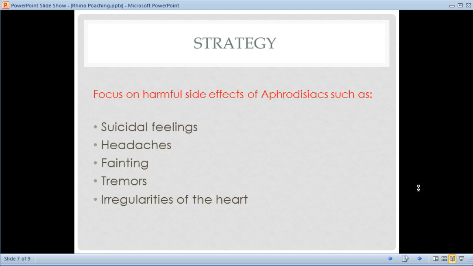In this slide, the strategy that the person who prepared the presentation wants to follow is outlined. They want to do something which focuses on the harmful side effects of aphrodisiacs, which is one of the reasons that rhino horn is purchased as an aphrodisiac. So they have possibly done a lot of research to see what the side effects are, and these are some of them, summarized in a bulleted list.